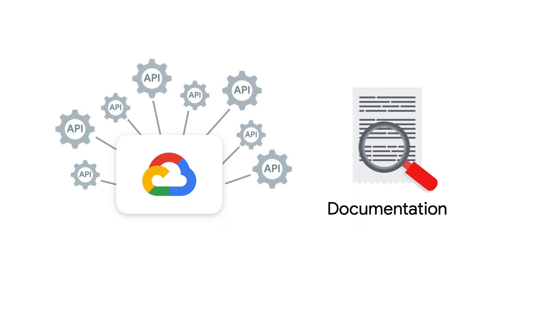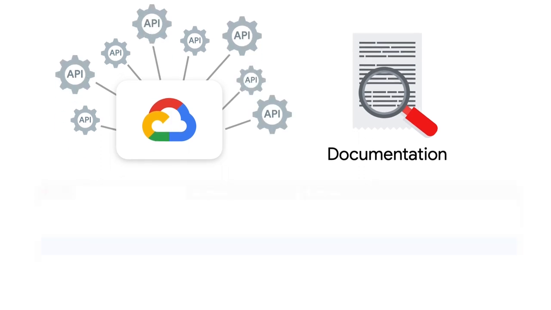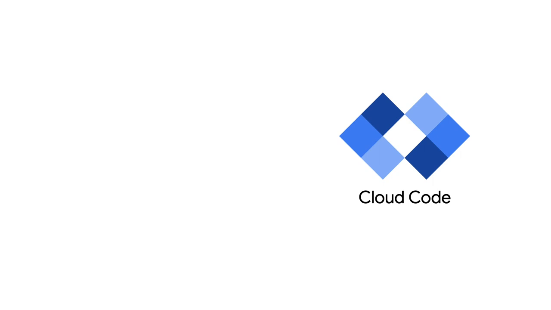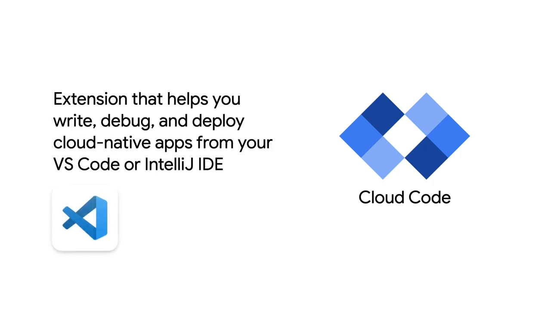To help you better understand how to best use them, the Google Cloud SDK also includes detailed documentation that we've centralized on cloud.google.com, so you'll always have access to consistent, authoritative, and up-to-date technical reference documentation and code snippets. And finally, the SDK optionally includes Cloud Code, an IDE extension available for VS Code and IntelliJ that helps you write, debug, and deploy cloud-native apps, all without ever needing to switch from your IDE window.